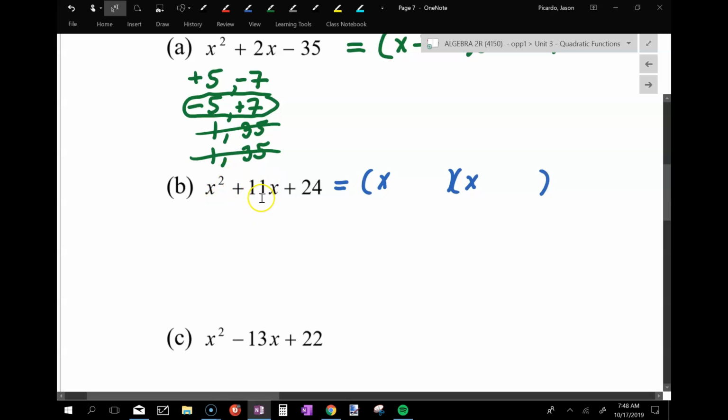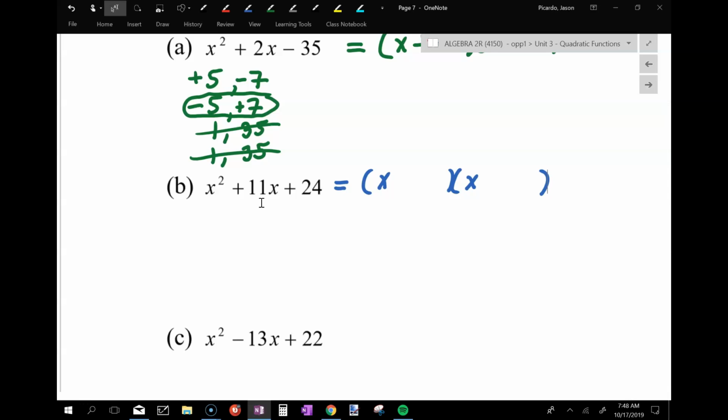How do I get this middle term? I take the things that I've FOILed and I combine them by adding them, right? Well, guys, the only way I can add two numbers and get a positive, if the two numbers were both positive or both negative, is if the numbers were both what?